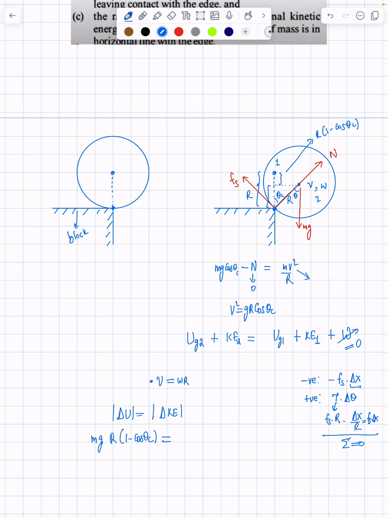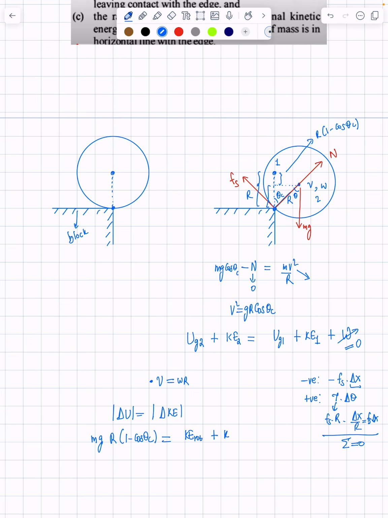and then change in kinetic energy, basically the initial kinetic energy was 0, and at the point shown at the time t where the object has moved by theta c, it has two kinetic energy. One is rotational and one is translational.